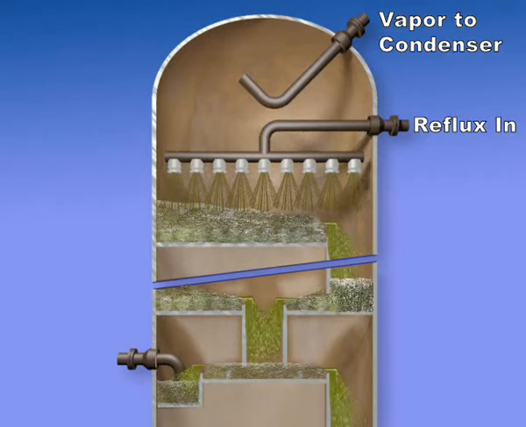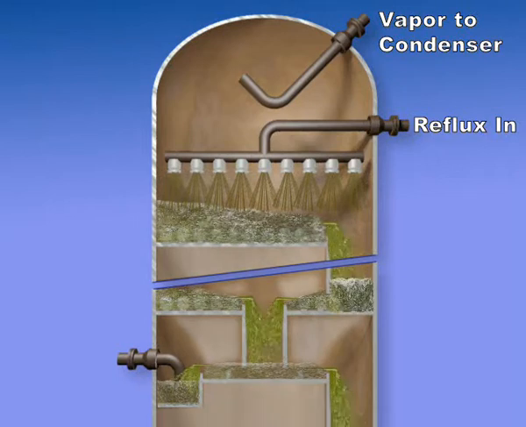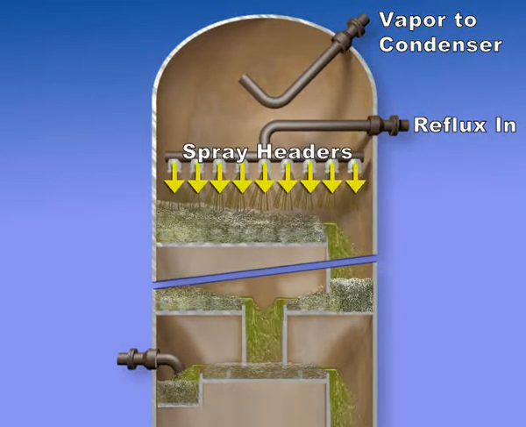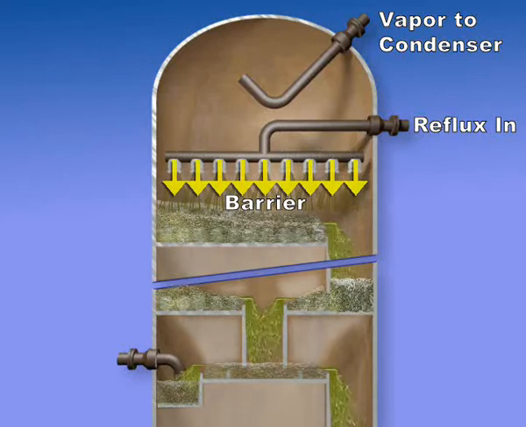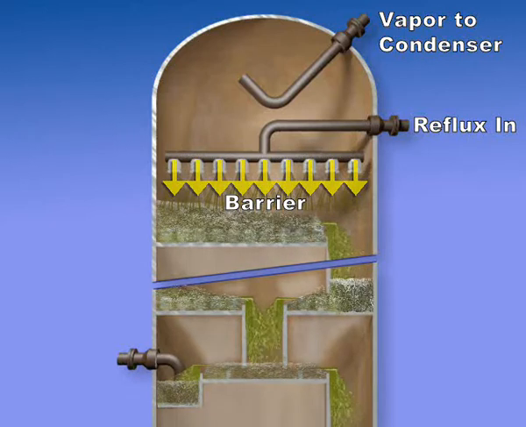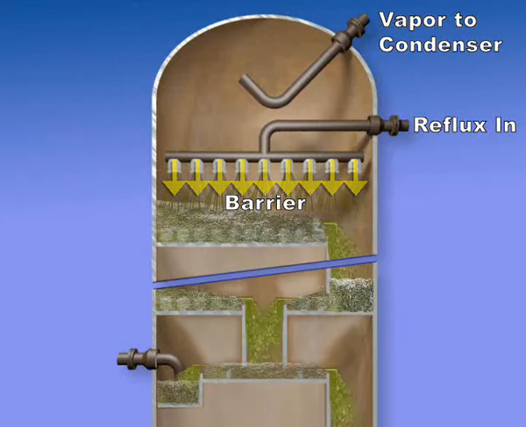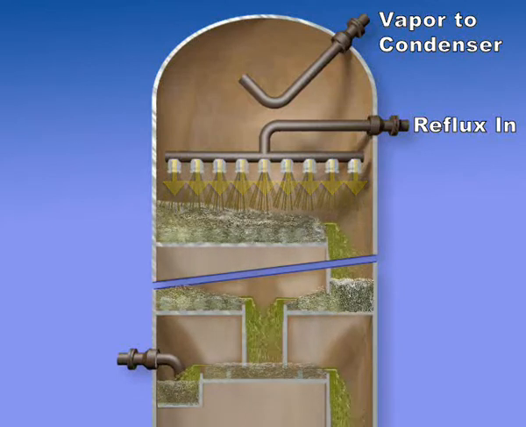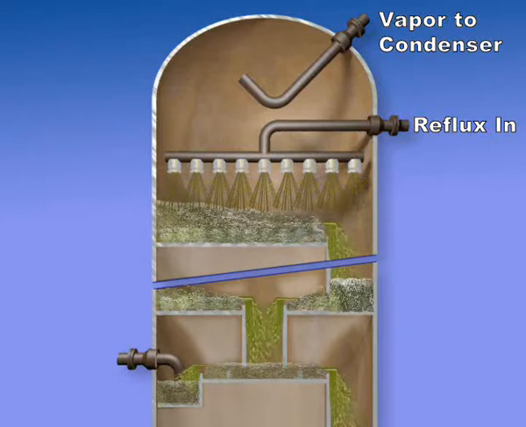Here we see another thing that can happen when excessive reflux is used. The spray headers introduce so much liquid that it starts to form a barrier for the vapor flow. The vapors can't escape to the top and flooding results. In some units, undesired elements could make their way to the side draw.